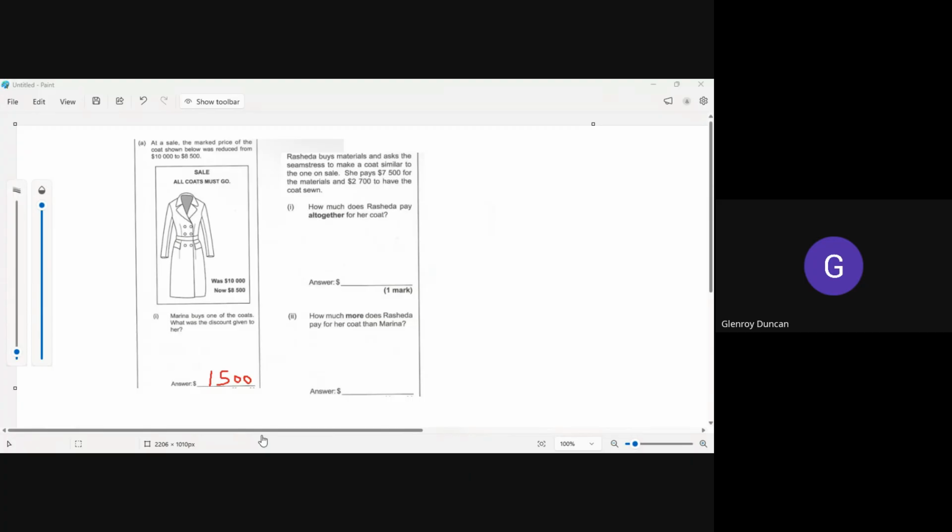Let's go, class. We have the one that says, let me read this question for you. We're continuing. Rashida buys materials and asks the seamstress to make a coat similar to the one on. She pays 7,500 for the materials and $2,700 to have the coat sewn. How much does Rashida pay altogether for a coat? And how much more does Rashida pay for a coat than Marina? All right. So let's go step by step. If you want to take that question, you can raise your hands, class.